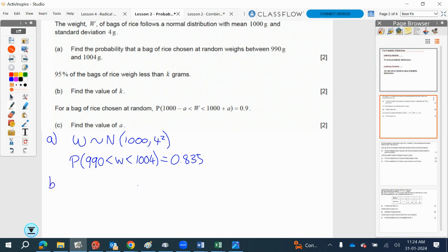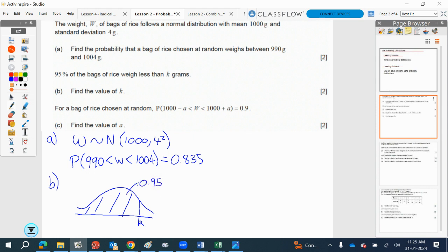Part B. 95% of the bags of rice weigh less than K. Find the value of K. So it's going to be an inverse normal, but we'll include a sketch. So K is here, isn't it? Because we have 95% weigh less, so this area is 0.95.